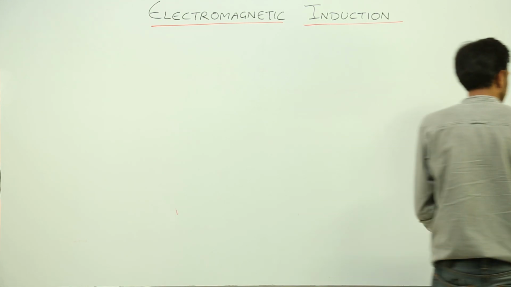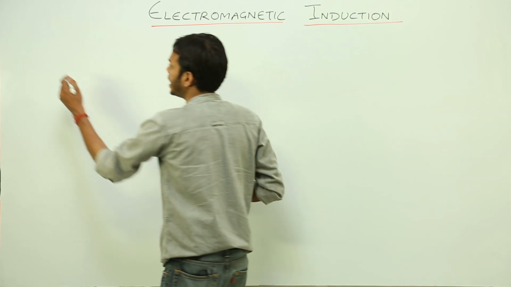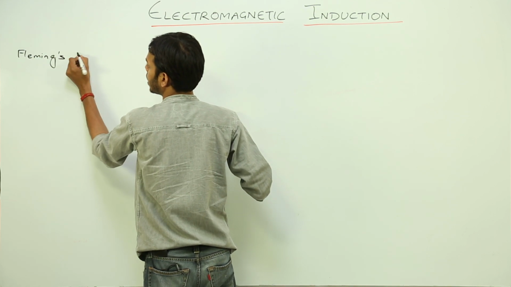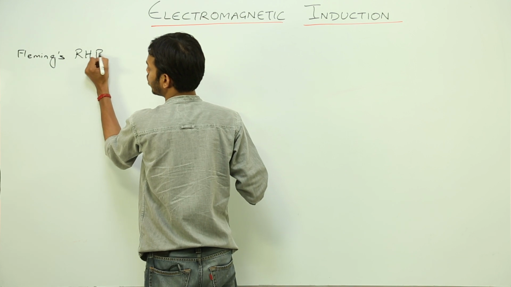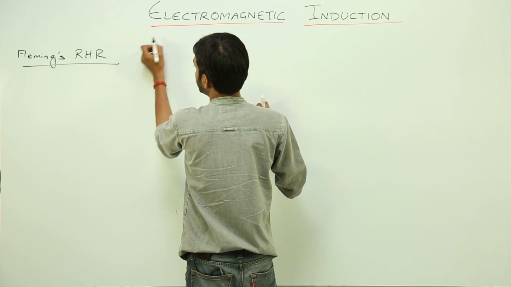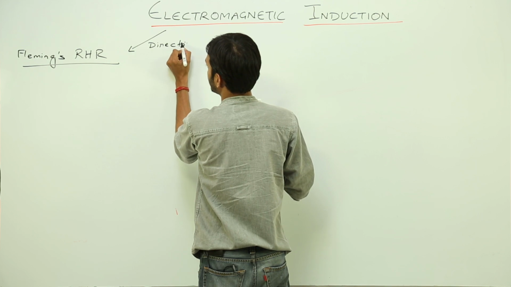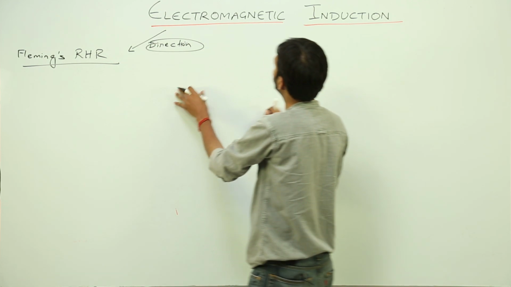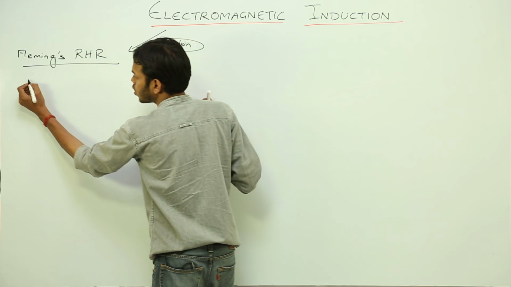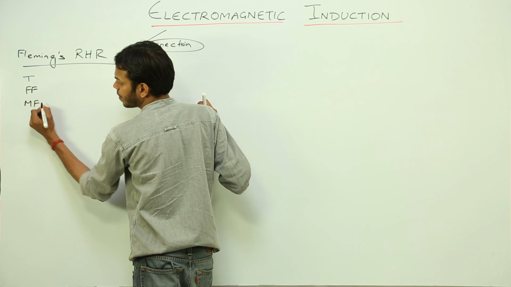Now coming back to the explanation of motional current. Okay, let me write it first of all. This is called Fleming's right-hand rule. What does this rule state? This states the direction of induced EMF or induced voltage, right? Fleming's right-hand rule. According to this rule, thumb, first finger and middle finger.